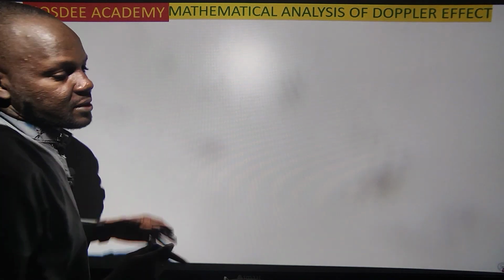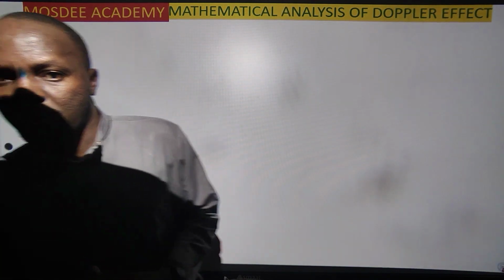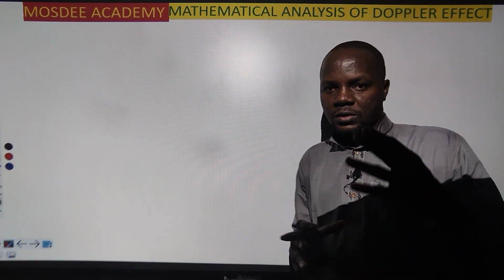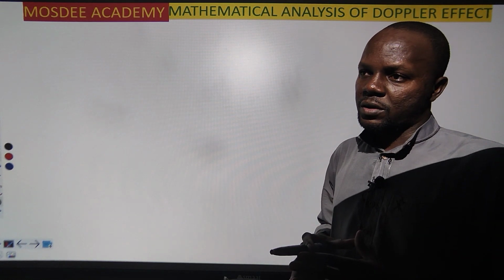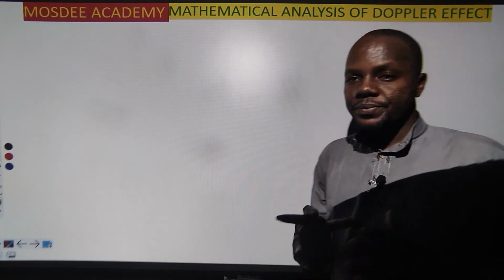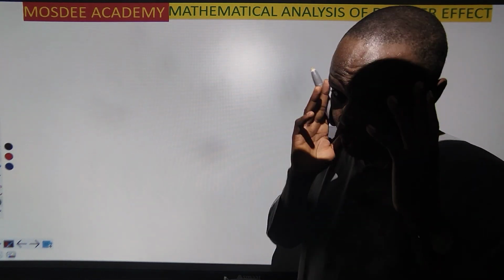To understand the mathematical aspect of Doppler effect, we are going to consider two bodies. We are going to consider the source producing the sound. We are also going to consider the observer noticing the sound. Just relax, it's not going to be difficult.